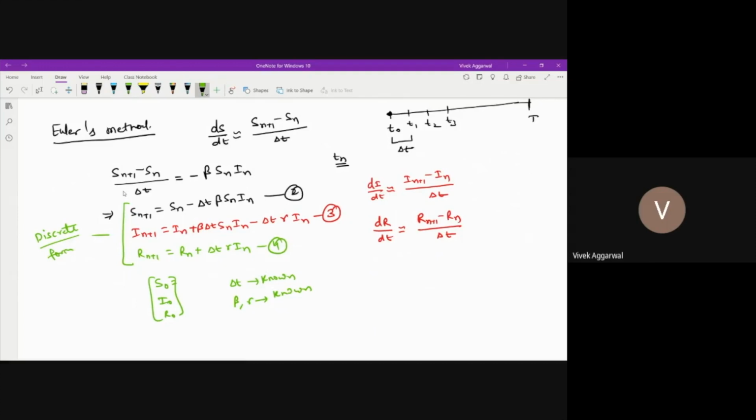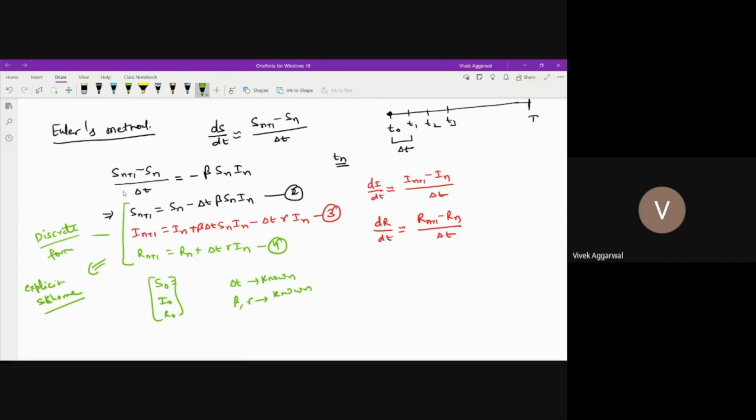So now you can see from here that this is a scheme, and we call this scheme an explicit scheme, because I will give the value of the S, I and R at the nth time step, and on the left side I will get the solution at the next time step, that is n plus 1 time step. So this type of model is called an explicit scheme.